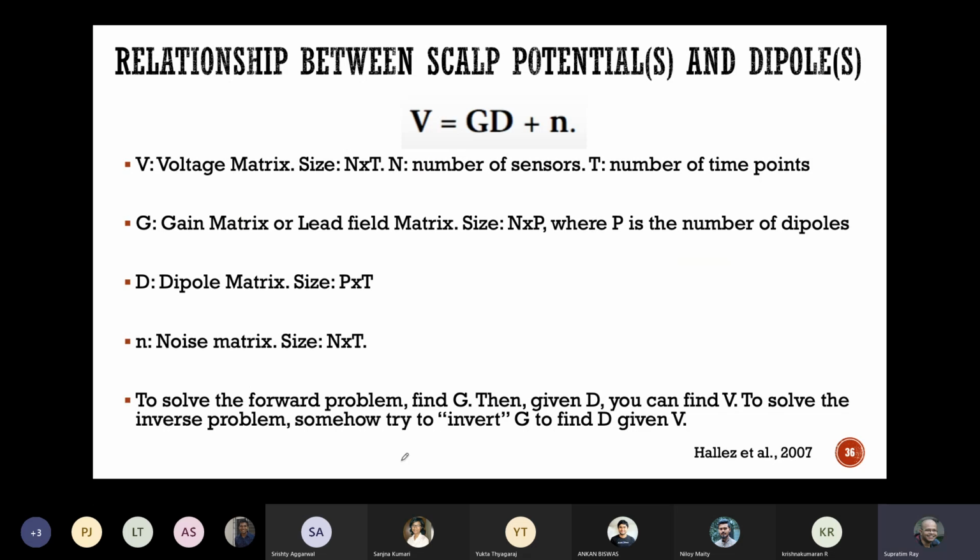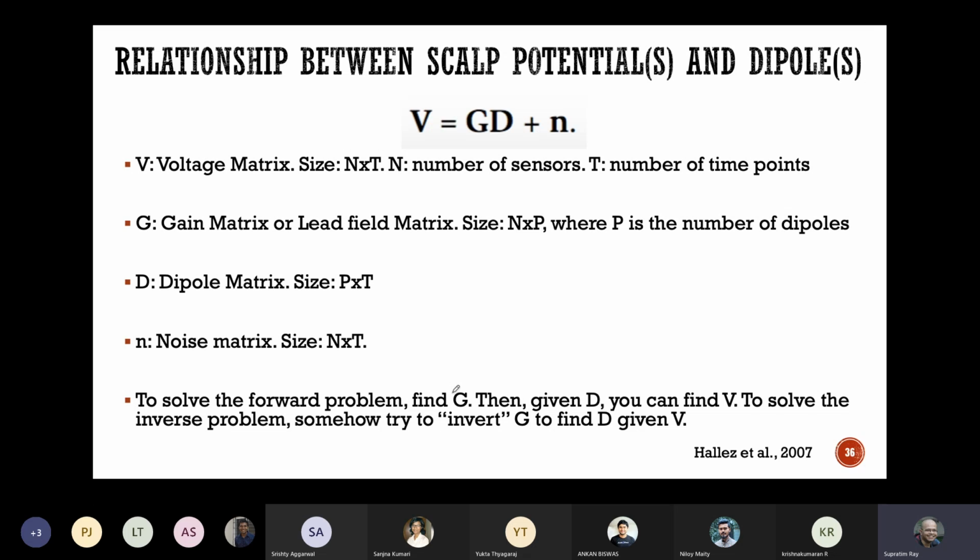N cross T, where T is the number of time points, 1024 time points for example. In our data, it's some 400 something. G is the gain matrix or lead field matrix, which comes with different names. Its size is N cross P, number of sensors multiplied by number of dipoles. D is the dipole matrix and N is the noise matrix. To solve the forward problem, find G. That will give you the forward problem.